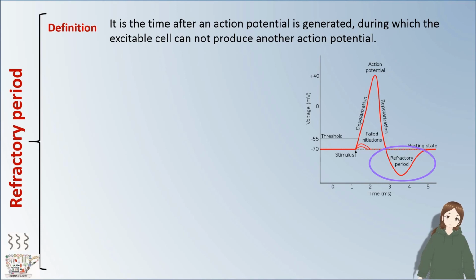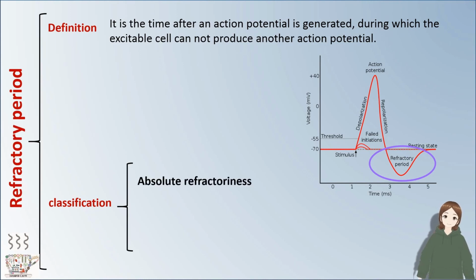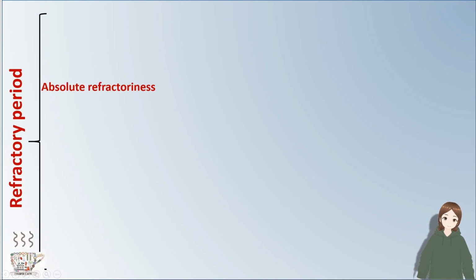Refractory period. It's the time after an action potential is generated during which the excitable cell cannot produce another action potential. Refractory period can be divided into two subgroups: absolute refractoriness and relative refractoriness.